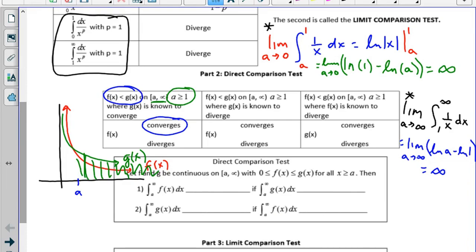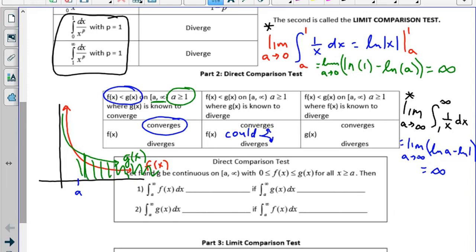Now we have the exact same situation, but we know that the green area does not converge. The green area diverges. What does that mean about f? That means absolutely nothing. f could diverge, but f could converge also because it's smaller than something that diverges. We're not actually getting any information. So it could converge or it could diverge, but we don't know.